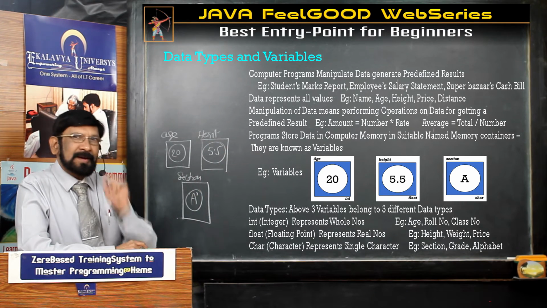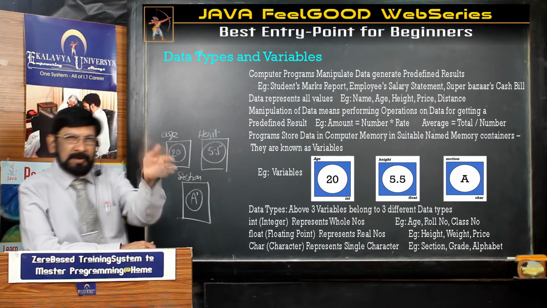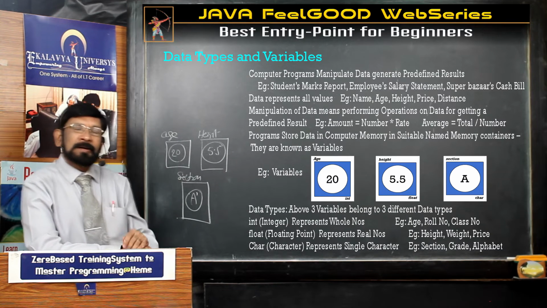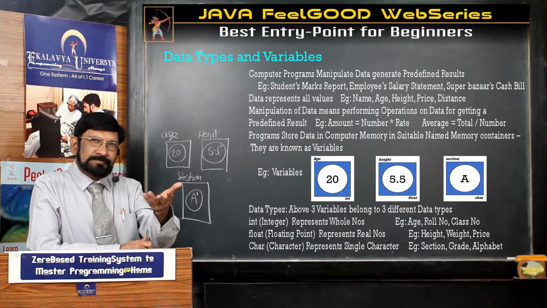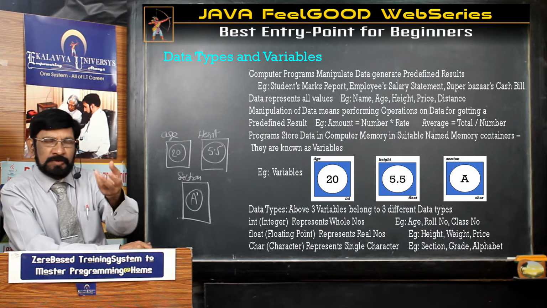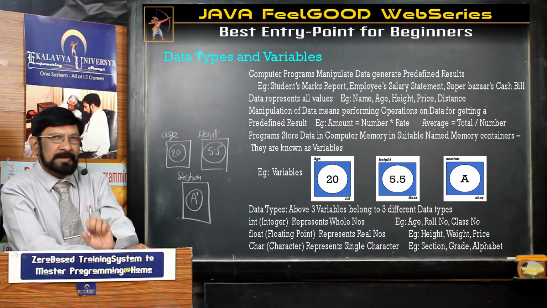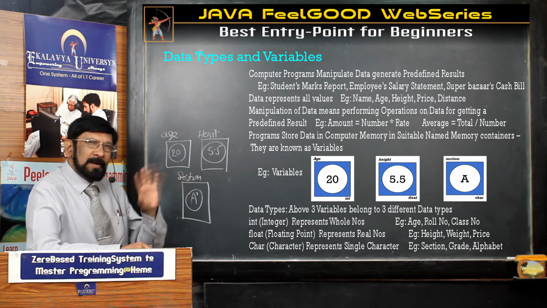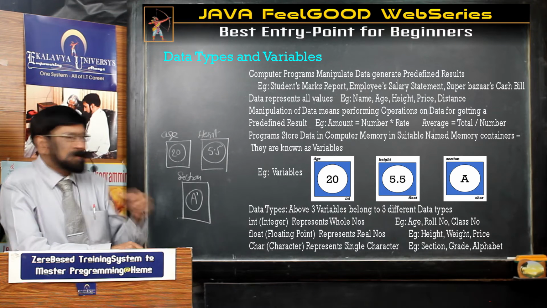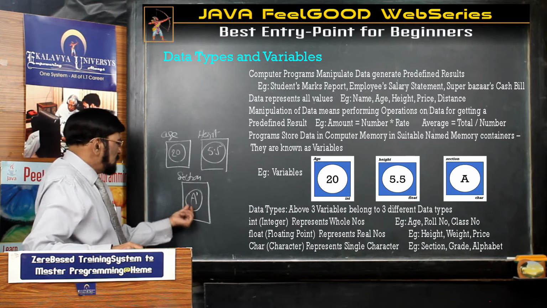Sometimes we use a single character. Suppose your section: you are studying in a college, a number of classes are there, then it is divided into sections, A section, B section, C section and all that. And your grades are A grade, B grade, C grade. Even articles, different provision items, are classified into A grade, B grade, C grade, D grade and all that. So, all data items, we simply call them data, but those have different types: whole numbers, real or fractional numbers, and single characters.